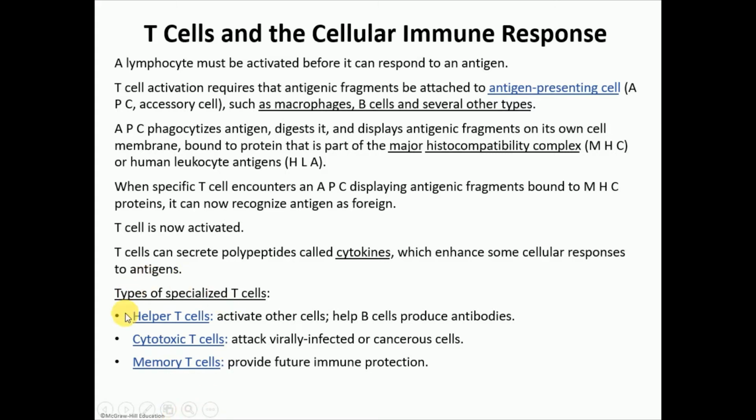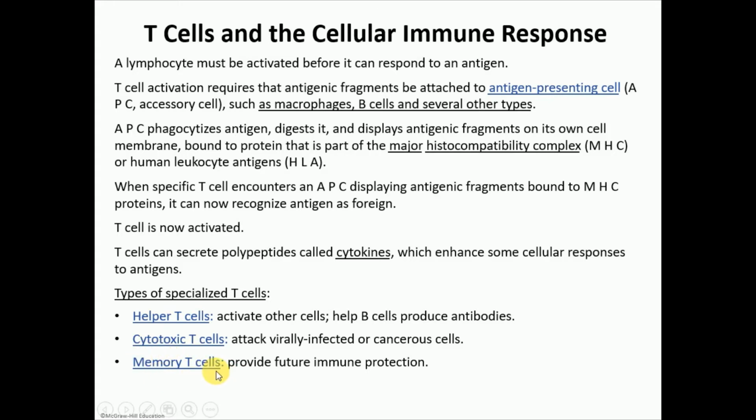So let's first introduce the different kinds of T lymphocytes. We have a helper T cell. The helper T cell is the one that is going to activate everything else, all of those other T lymphocytes. It'll also help in the activation of B lymphocytes. We have a cytotoxic T cell, and those are able to attack virally infected cells or cancerous cells. So there is an interaction between cytotoxic T cells and interferon. And then we've got memory T cells, and those provide future immune protection.